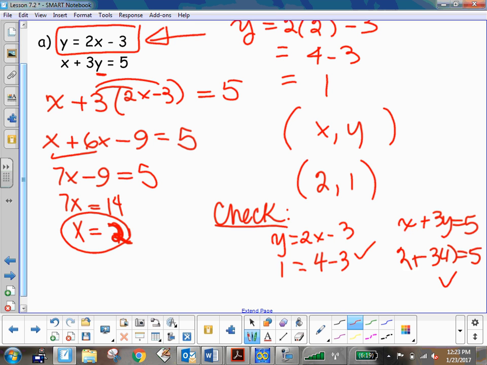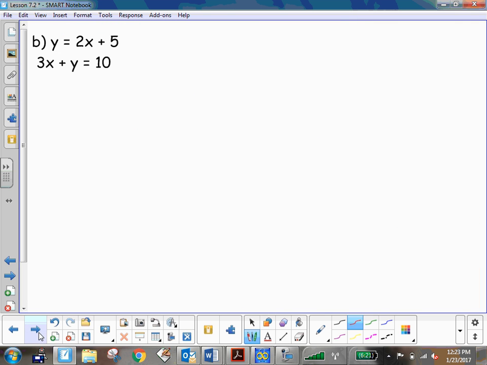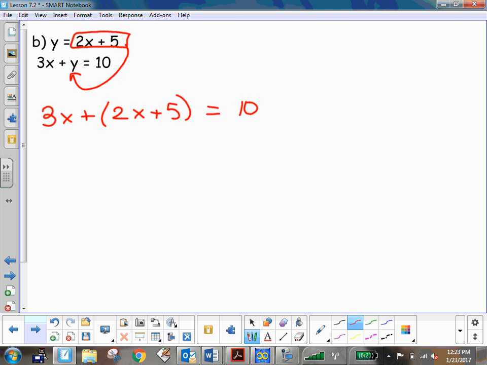All right. Let's try the next one. Here again, I've made it nice for you. I've told you what y is equal to. So we want to do a substitution of 2x plus 5 into that y. So we say 3x plus, using parentheses, because that's what we're substituting, right, 2x plus 5, and then set it equal to 10. You want to use parentheses when you substitute because you don't want to forget about any signs that you might have to distribute or any coefficients.